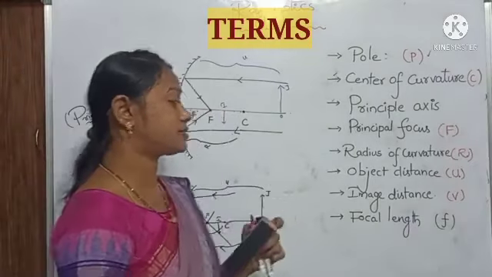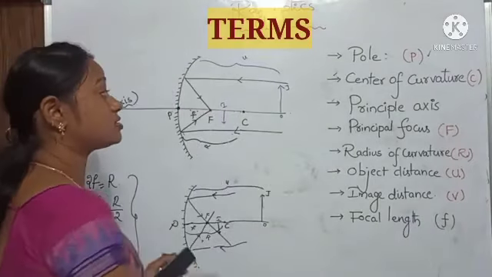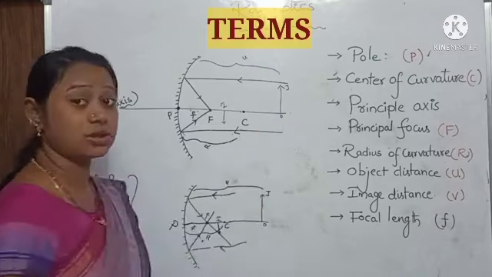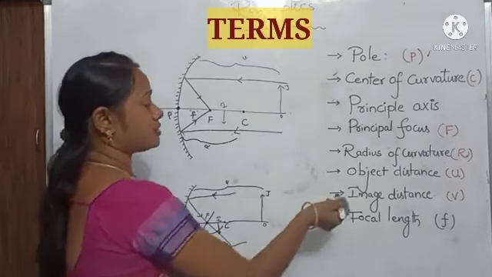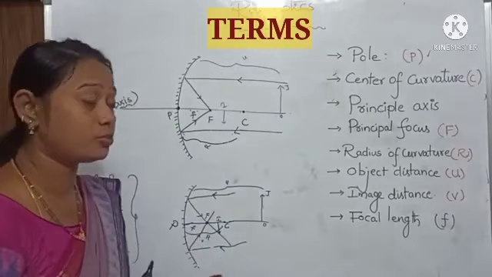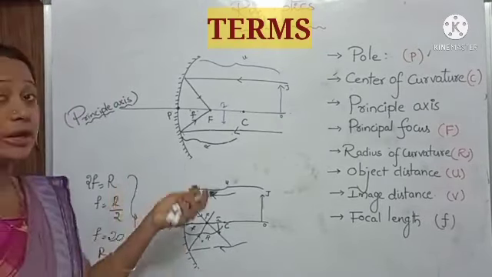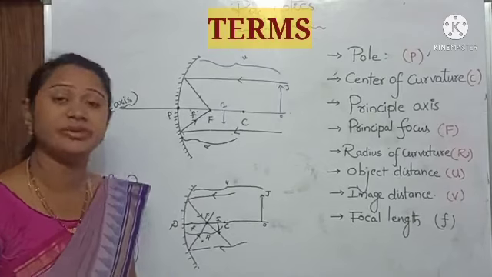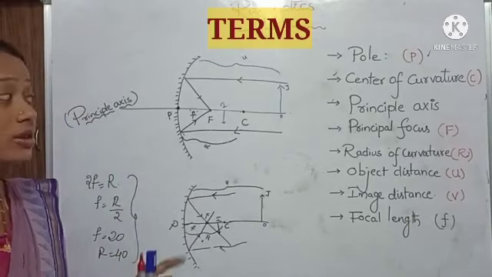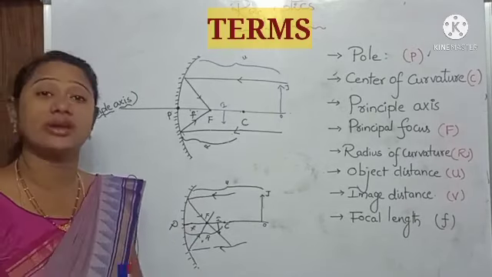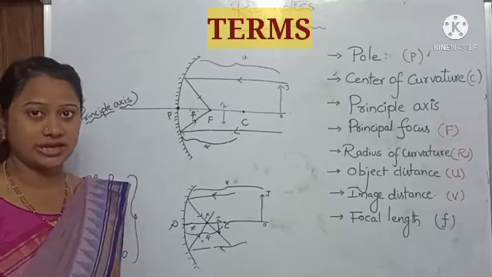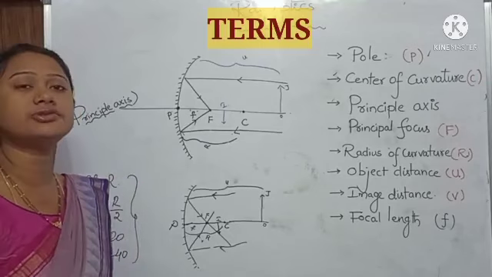Next, object distance. What is object distance? The distance between the object and the pole. Next, what is image distance? The distance between the image and the pole. These all are the main important terms in the spherical mirror. When you know all these terms, then only you can easily draw the ray diagrams. Okay, fine. Understood, students?